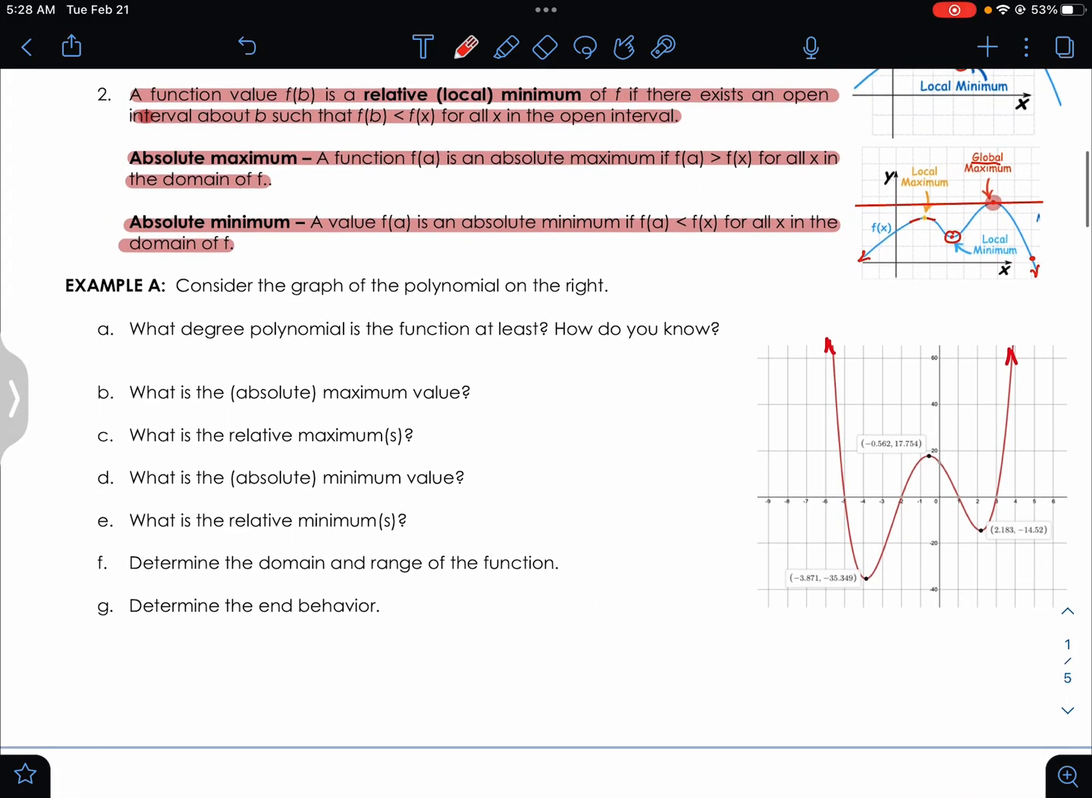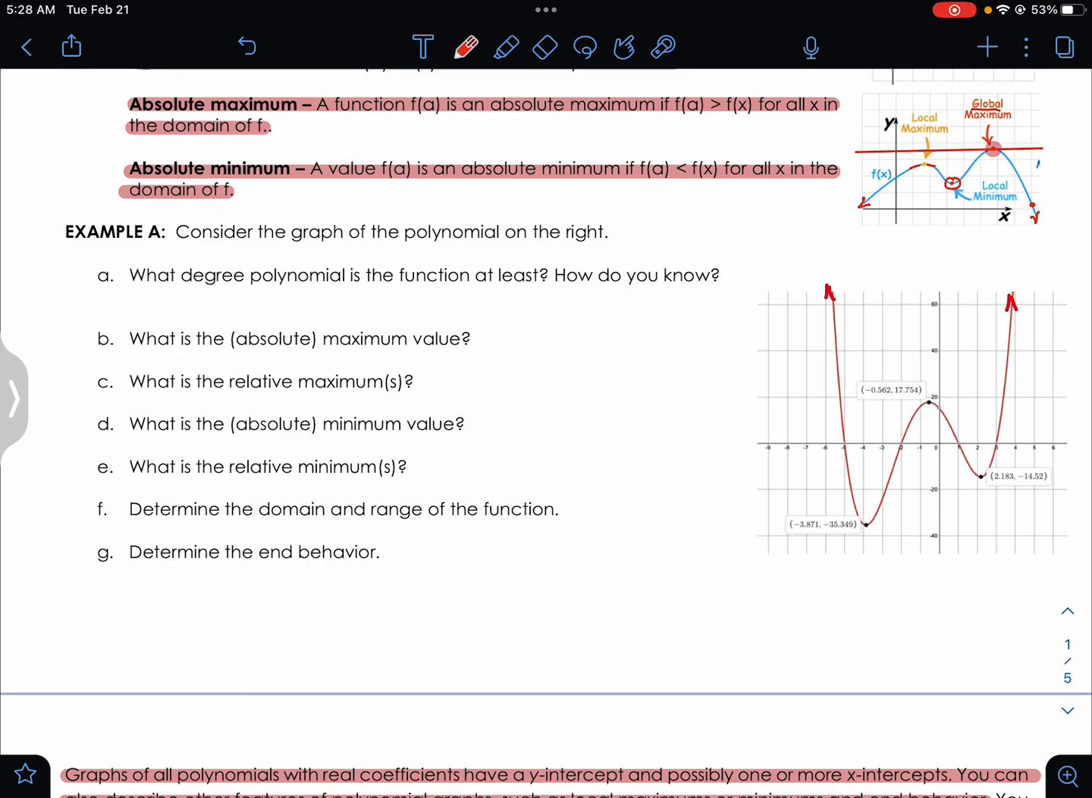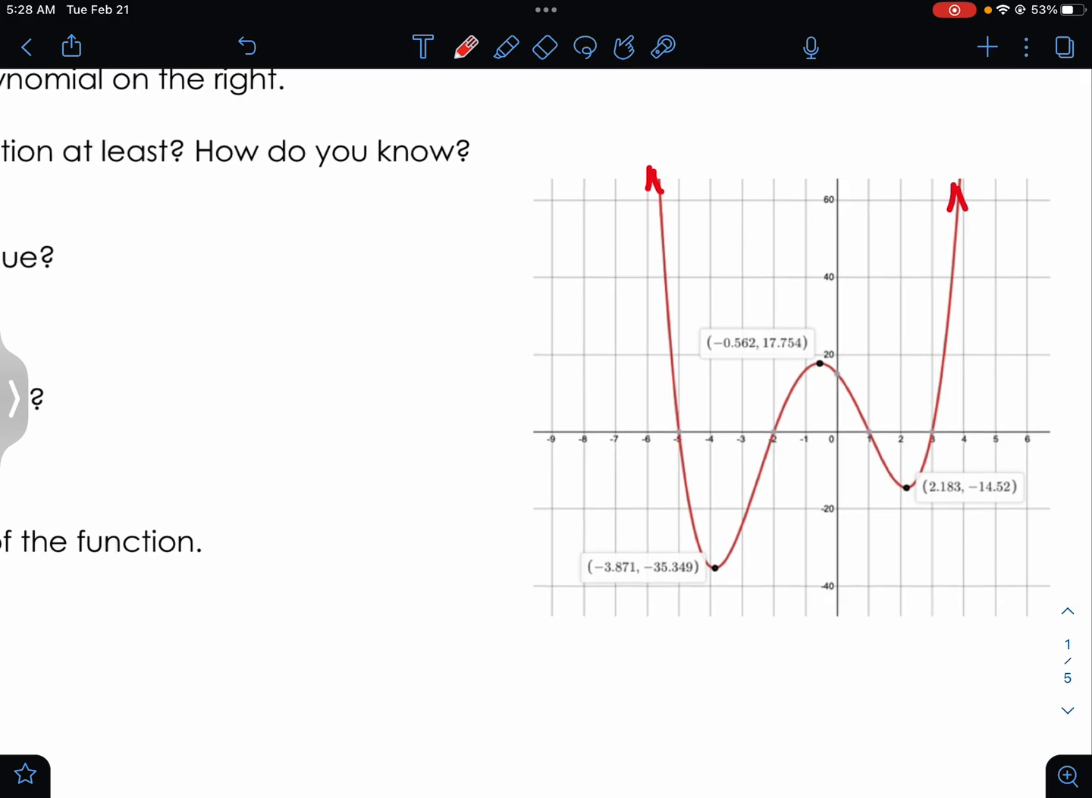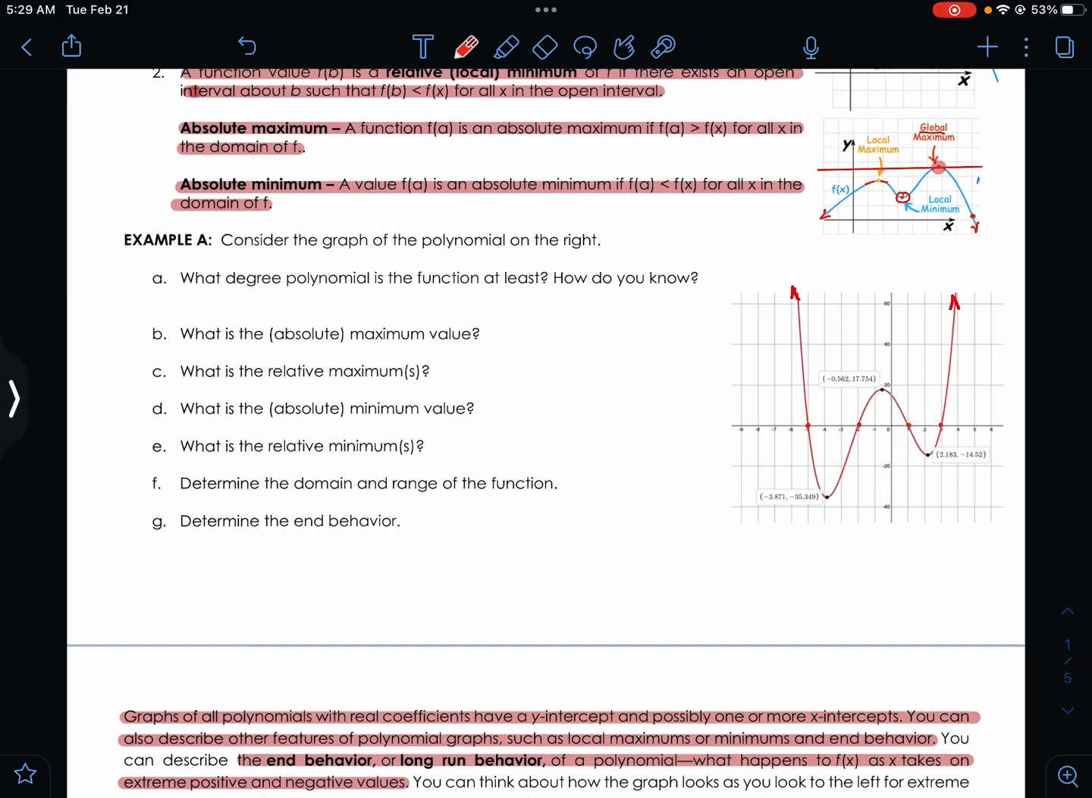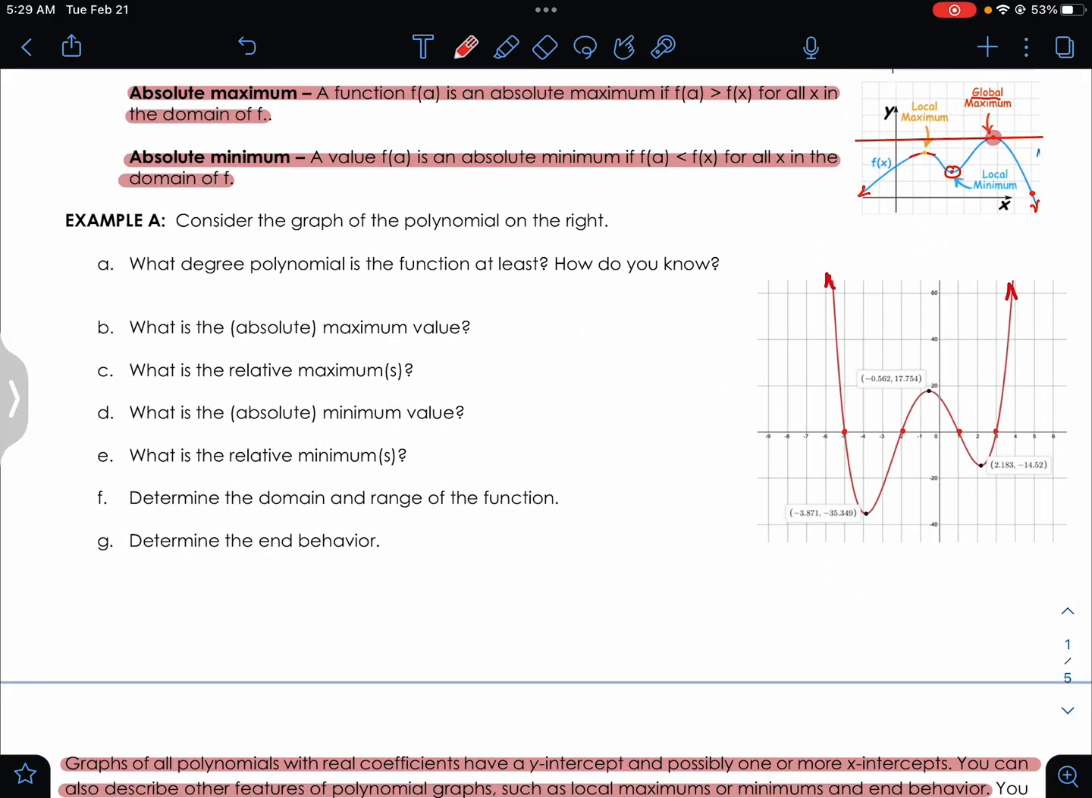So let's take a look at this function and describe our absolute minimums and maximums and/or our local minimums and maximums. So it says, what degree polynomial is the function at least? How do you know? So again, in order to tell what our degree is for this function, we would take a look at our x-intercepts. You have 1 x-intercept, 2 x-intercepts, 3 x-intercepts, and 4 x-intercepts. So because there are 4 x-intercepts, we know that this is going to be a function of at least degree 4.